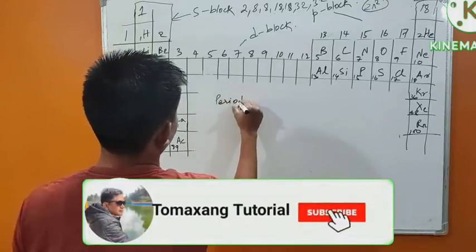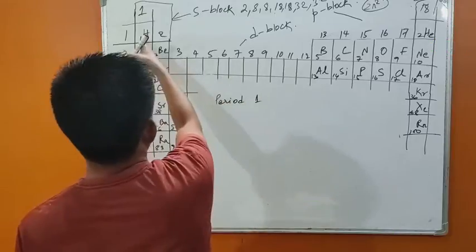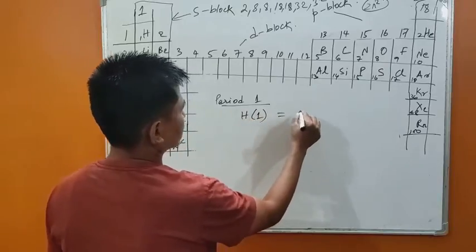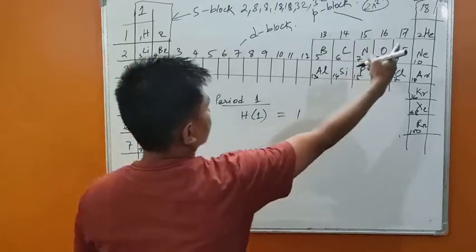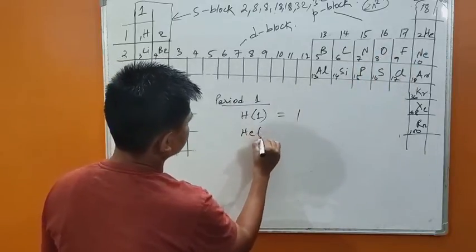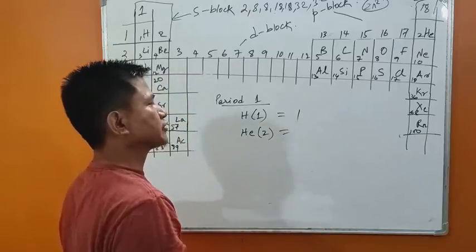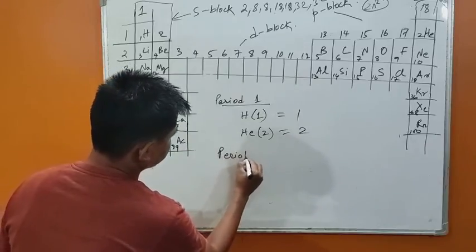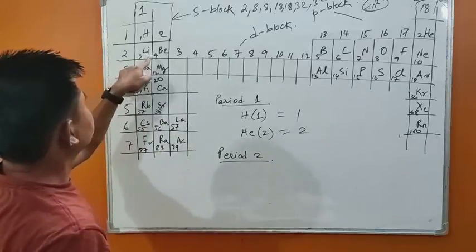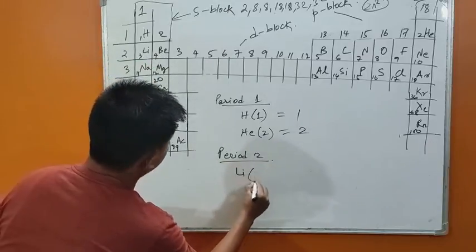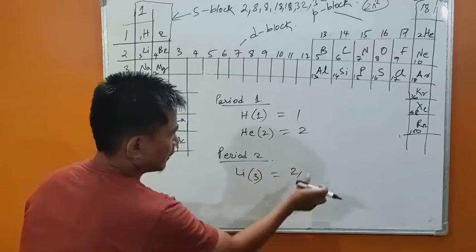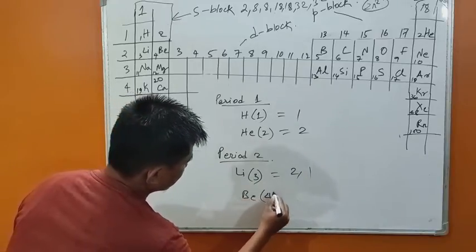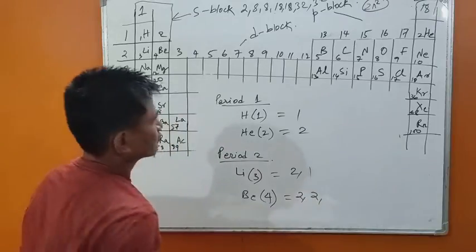Period 1. Okay. Period 1, we have hydrogen and helium, isn't it? Hydrogen, atomic number 1, so the number of electrons in the first orbit will be 1. Helium, atomic number 2, so the maximum number of electrons the first orbit can hold is 2, isn't it? So 2. Second period, period 2, we have lithium, beryllium, isn't it? Lithium, atomic number 3, so 2 electrons in the first orbit and 1 electron in the second orbit. Beryllium, atomic number 4, so we have 2 electrons in the first orbit and 2 electrons in the second orbit.